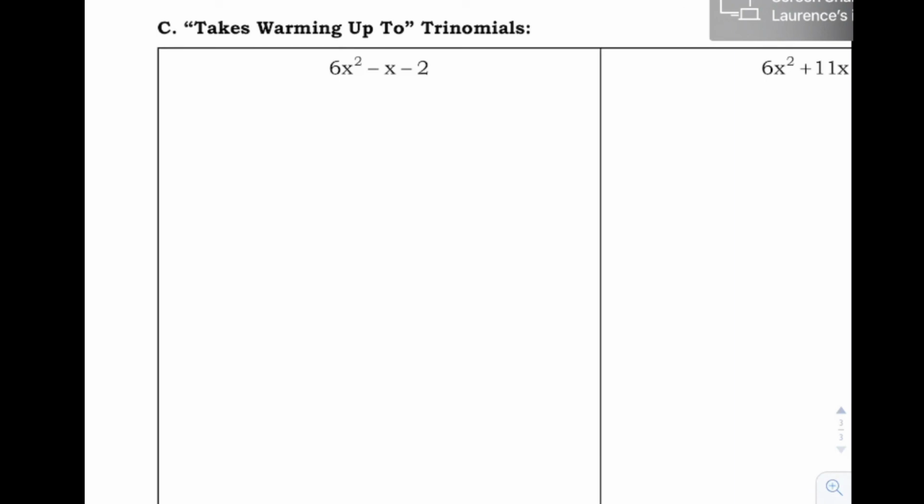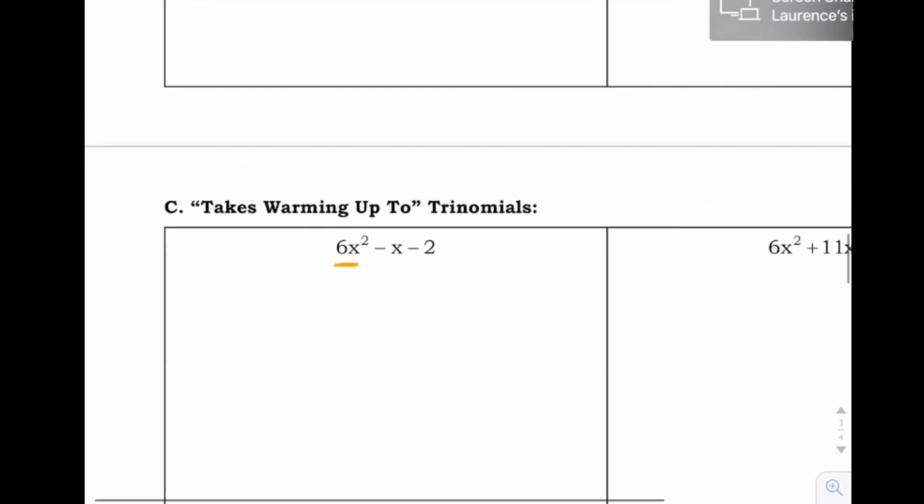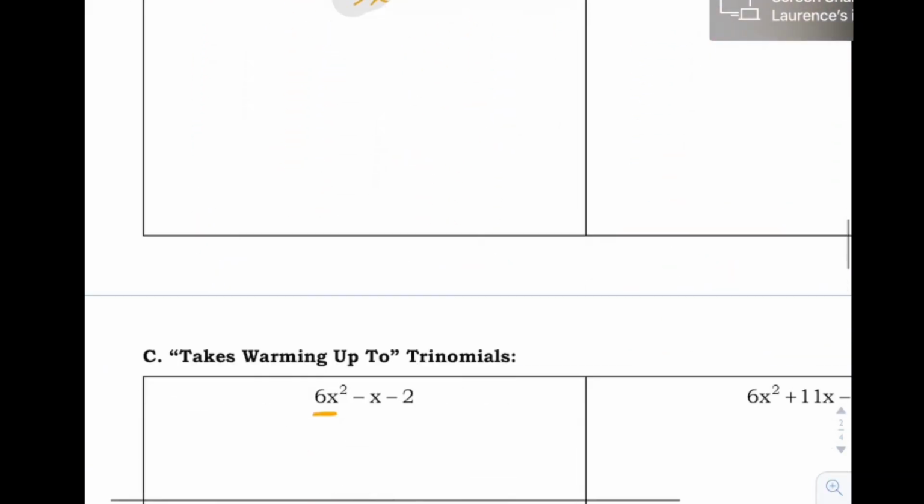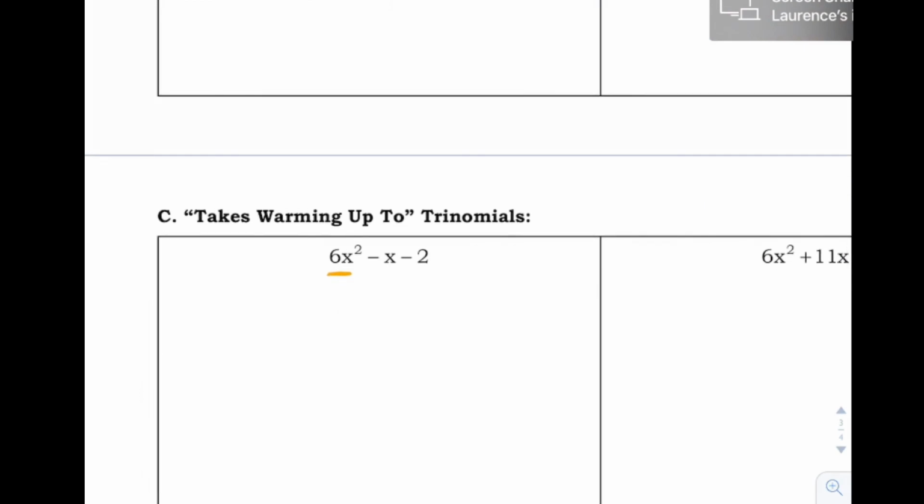What makes these different? Well, what makes these different is, first of all, that's not just x squared. But second of all, there's more than one way to break up 6x squared. See, up here, these weren't so bad because 2x squared had to be 2x times x. There wasn't too much guessing involved there. But 6x squared, is it 6x times x, or is it 3x times 2x? Well, there's no way to tell just by looking at it right away.